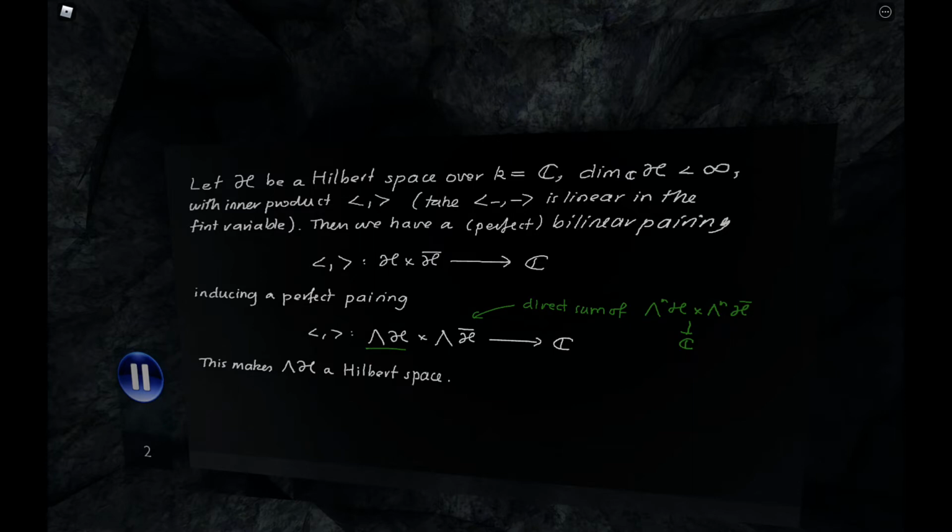Okay, so the exterior algebra of a Hilbert space is a Hilbert space, and we've checked that in finite dimension. And as I said, the ith exterior power is orthogonal to the jth if i is not equal to j.